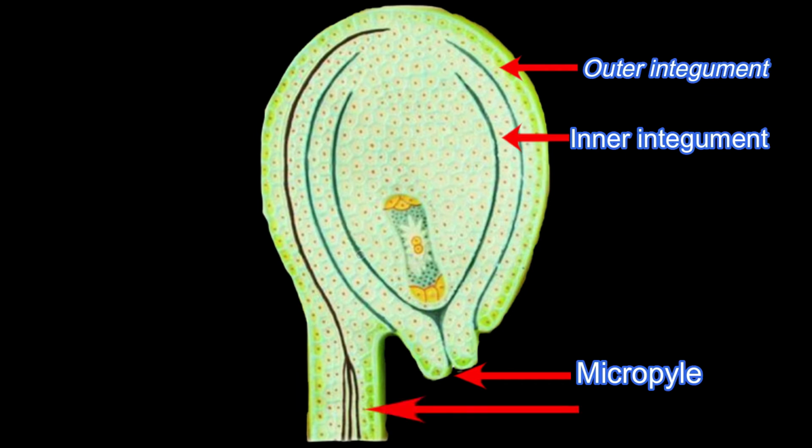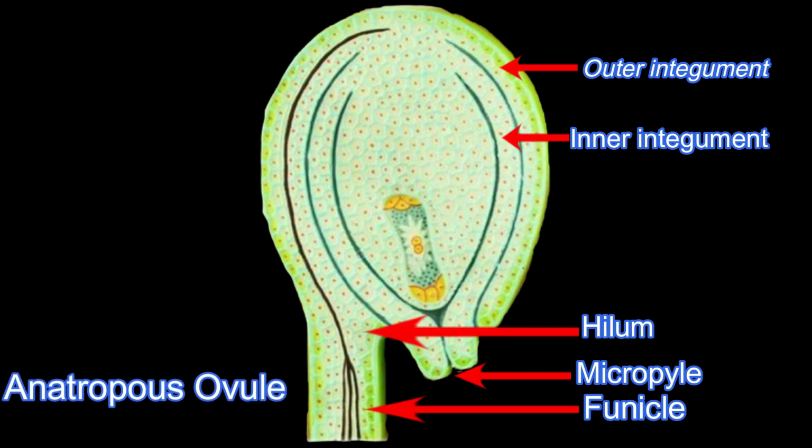This structure connects the ovule with the placenta. This structure is known as the funicle. This portion is the connection point between the body and the funicle. This point is known as the hilum. Such an ovule where micropyle is directed towards the funicle is known as the anatropous ovule.